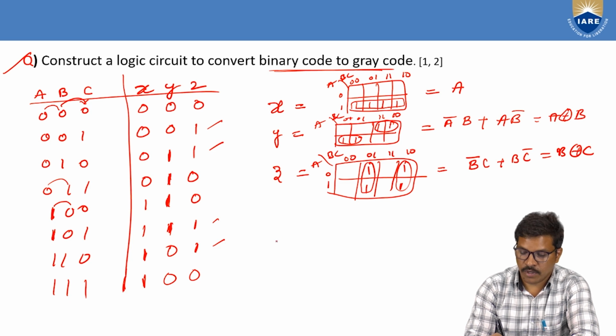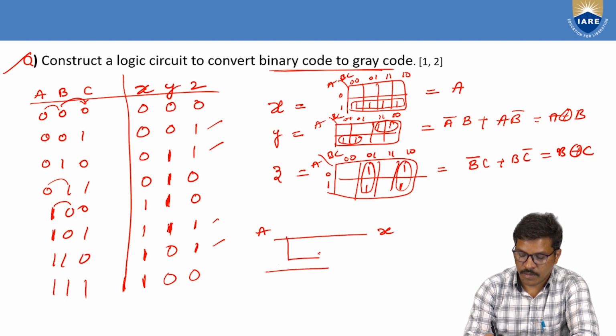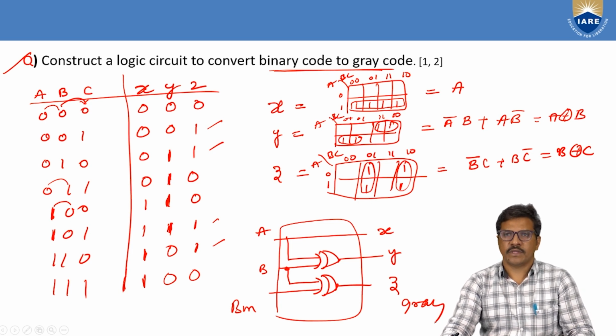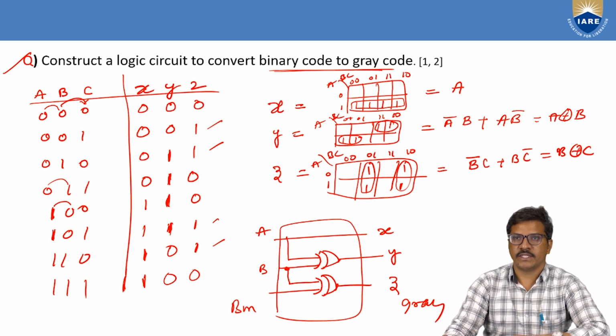So take the input A to X. Same A, B with XOR gate will give Y. Take B with C XOR, will give Z. This is the diagram for binary to gray conversion. So these steps we must mention by following the design steps.